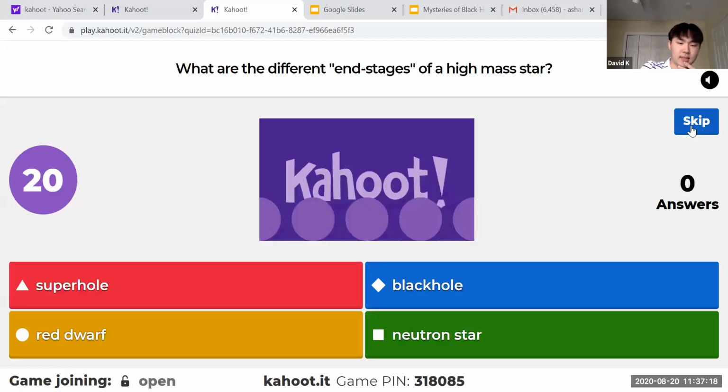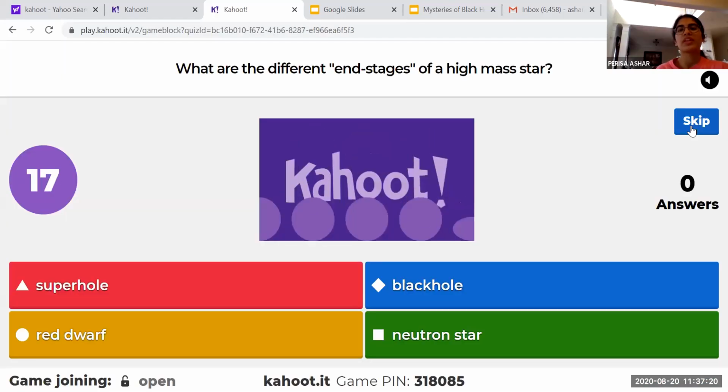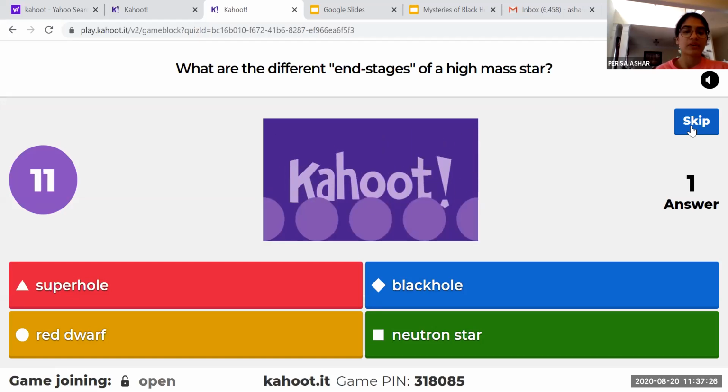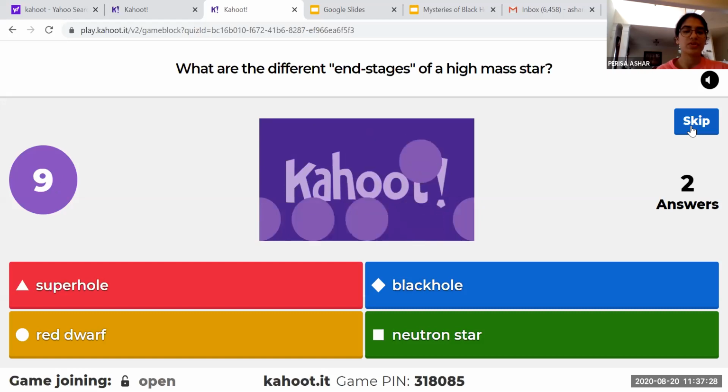End stages of a high mass star. So think of what I said with the high mass star. A triangle superhole, a diamond black hole, circle red dwarf, or a square neutron star.